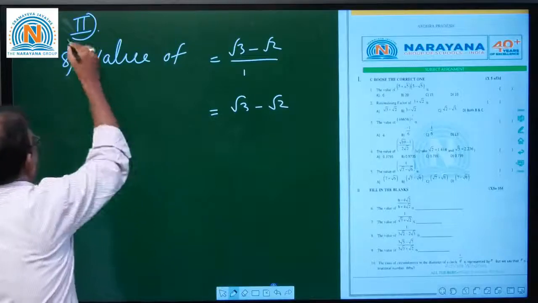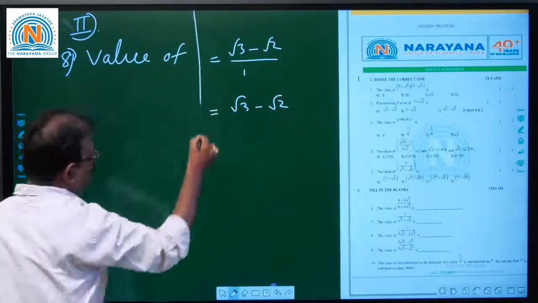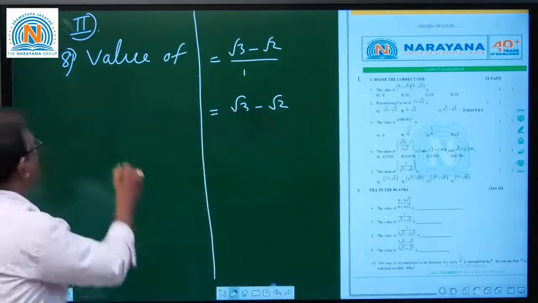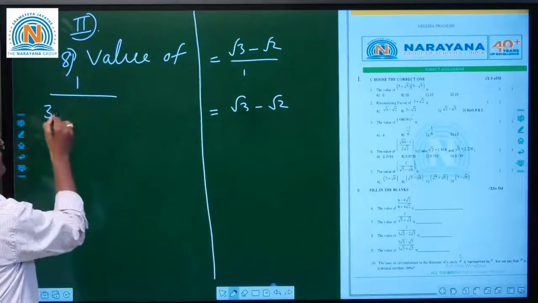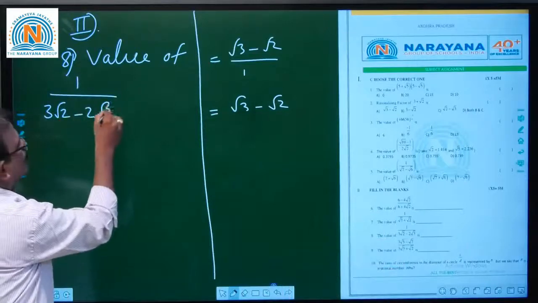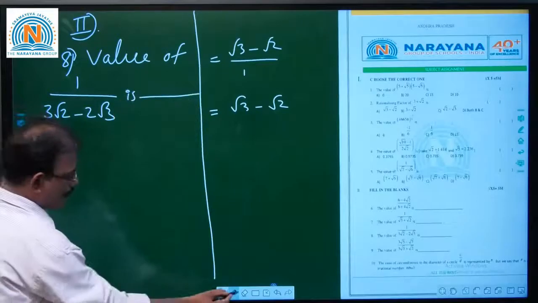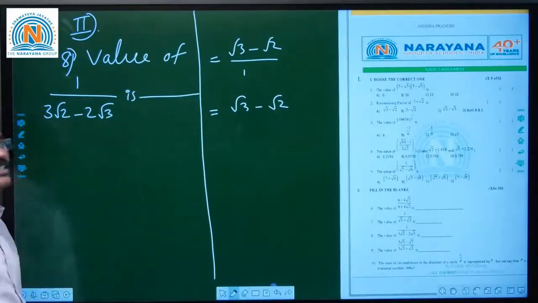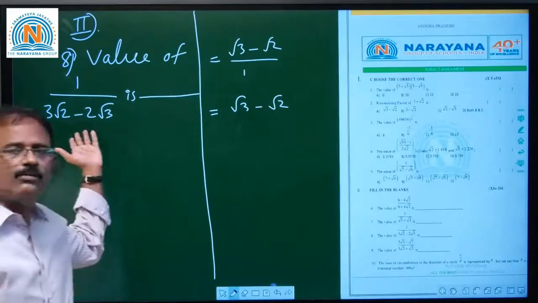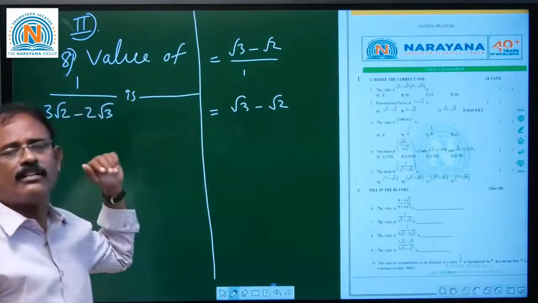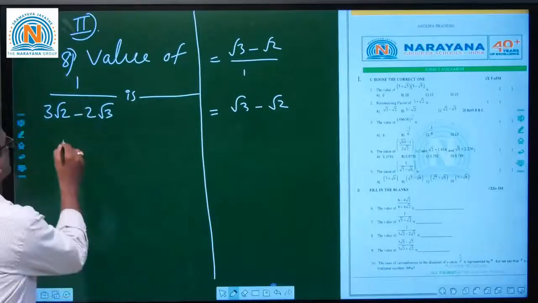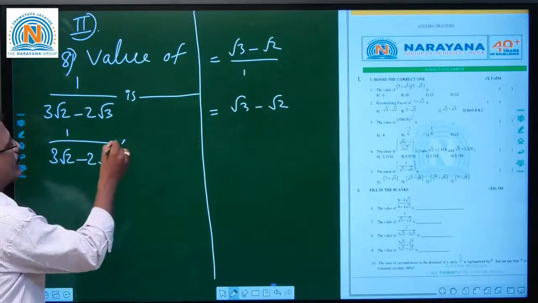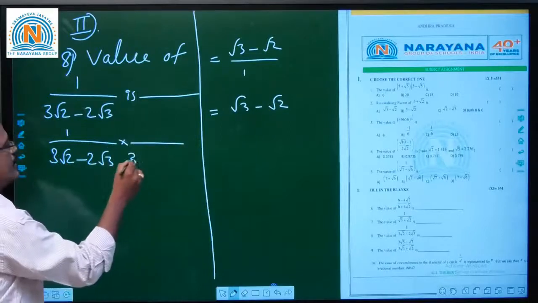So what is the value of 1 by 3 root 2 minus 2 root 3? Okay, children. So here also we have an irrational number in the denominator. Let us rationalize it. So 1 by 3 root 2 minus 2 root 3, multiply with its rationalizing factor, its conjugate.